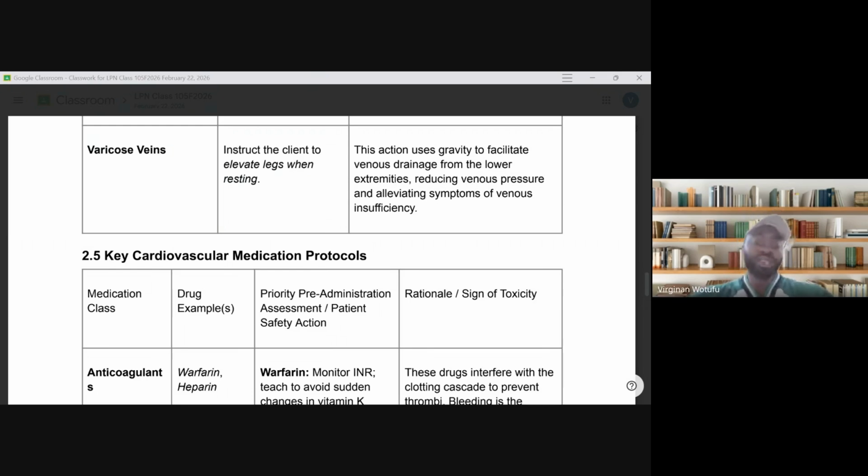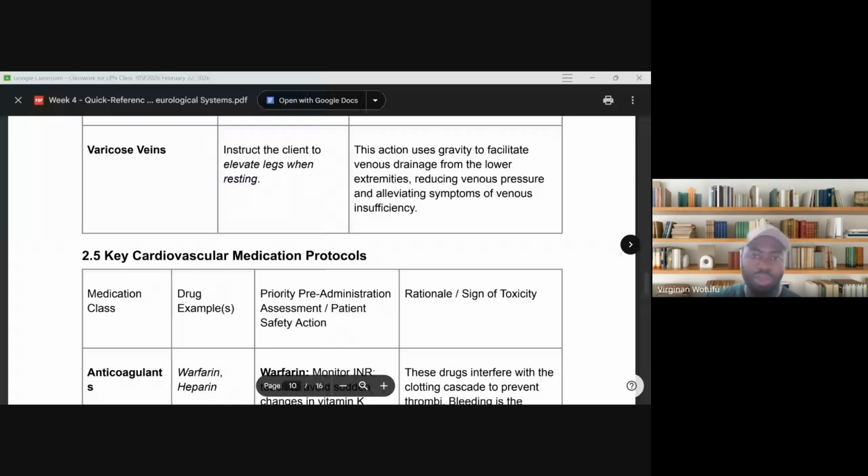So with stroke, we need to remember the FAST acronym, right? You have facial drooping, arm weakness, speech problems like slurred speech, and then time. After all these assessments are done and you know the time, prompt intervention is very vital.